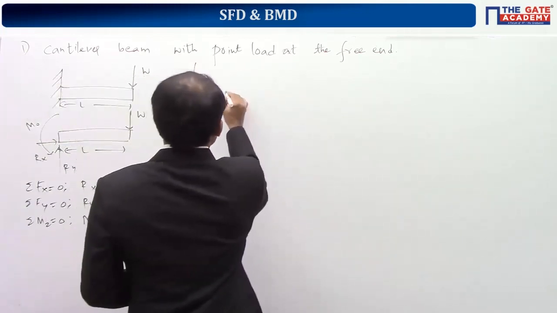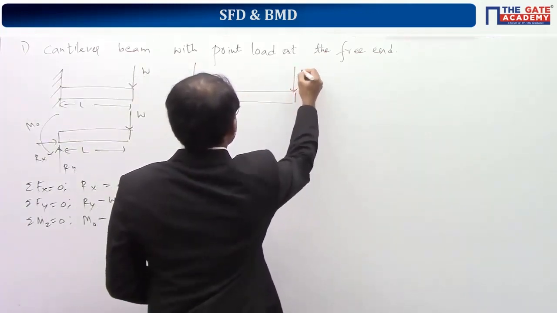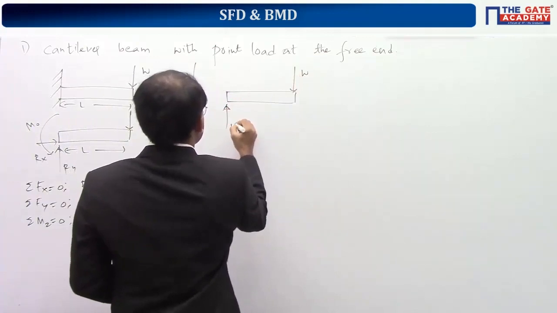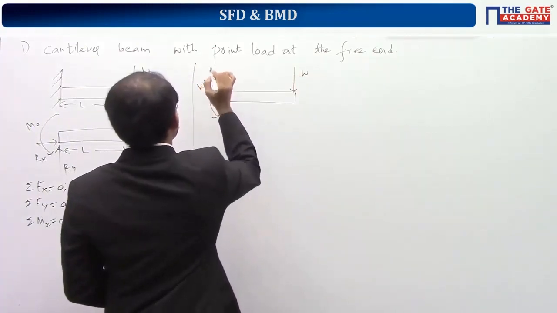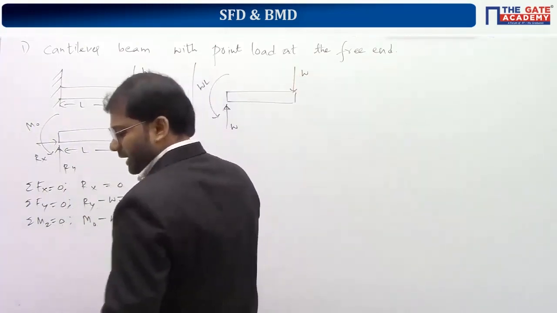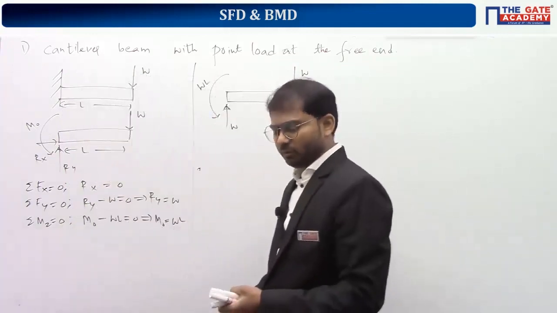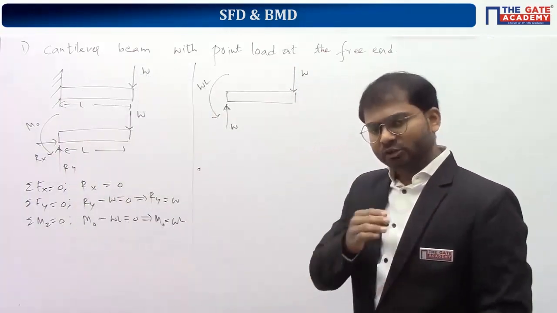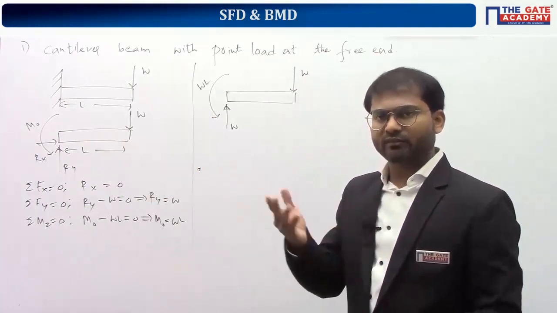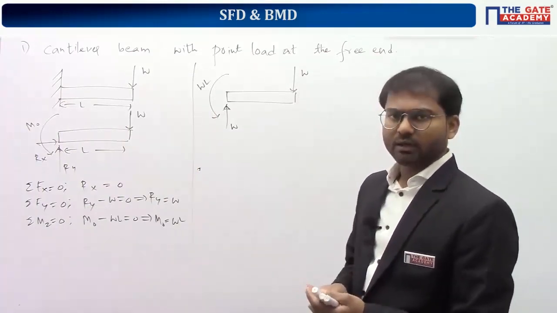Now the beam is like this. The applied force is W, the reaction force W is there, and the moment W into L is there. So let's draw the shear force diagram and bending moment diagram. We would like to draw the whole diagram, so we want the values for every point along the length of the beam here.